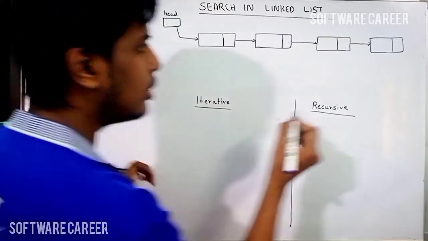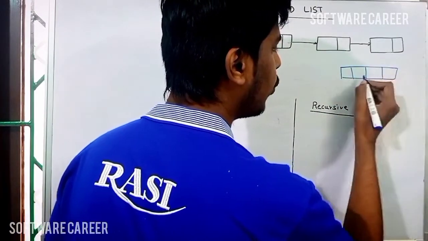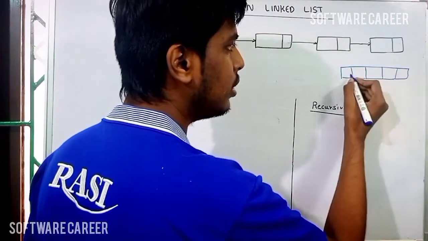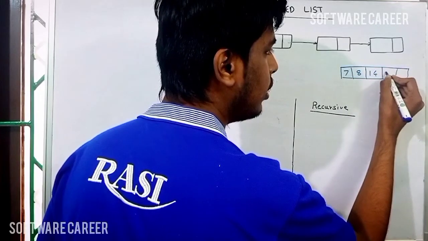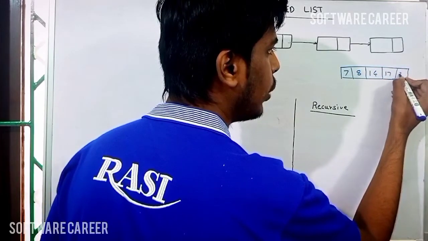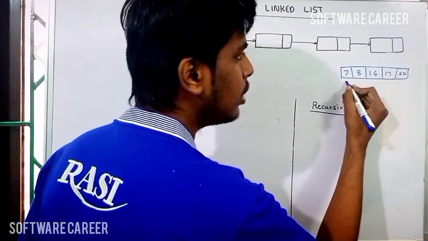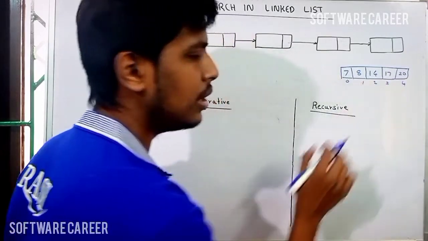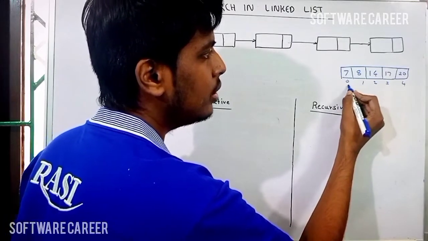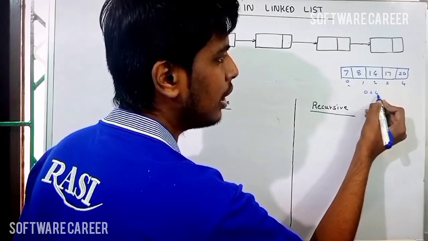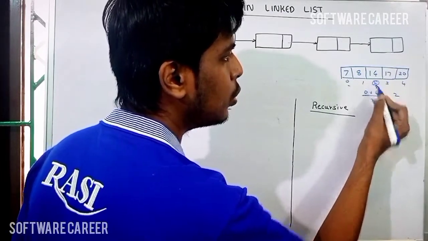Suppose this is an array, and there are five elements in this array. Suppose 7, 8, 4, 7, 8, then 14, then 17, then 20. Like this, five elements are present. In binary search, you should find the middle index. Suppose these are the indexes: 0, 1, 2, 3, 4. How can you calculate the middle index? Lowest index plus highest index by 2, that is, 0 plus 4 by 2, which gives 2. So this 2 is the middle index.